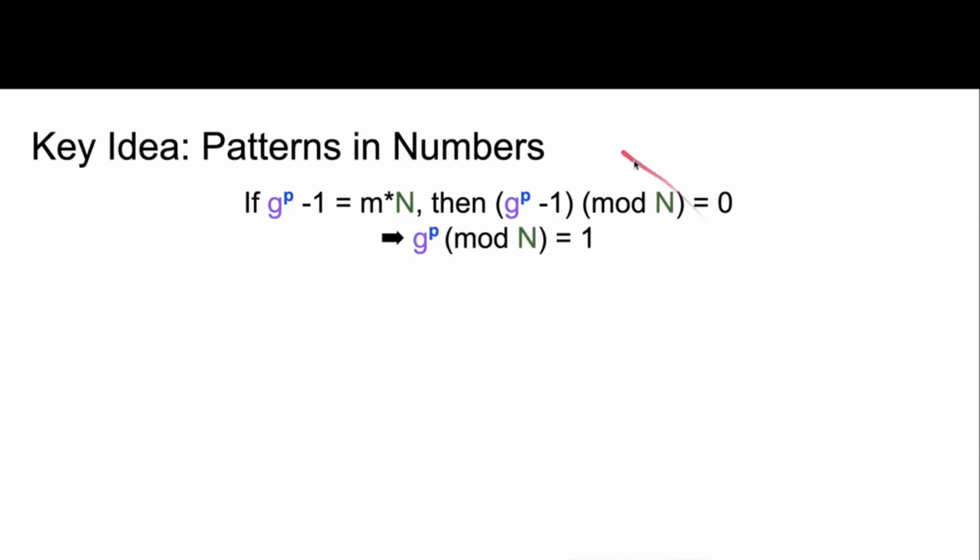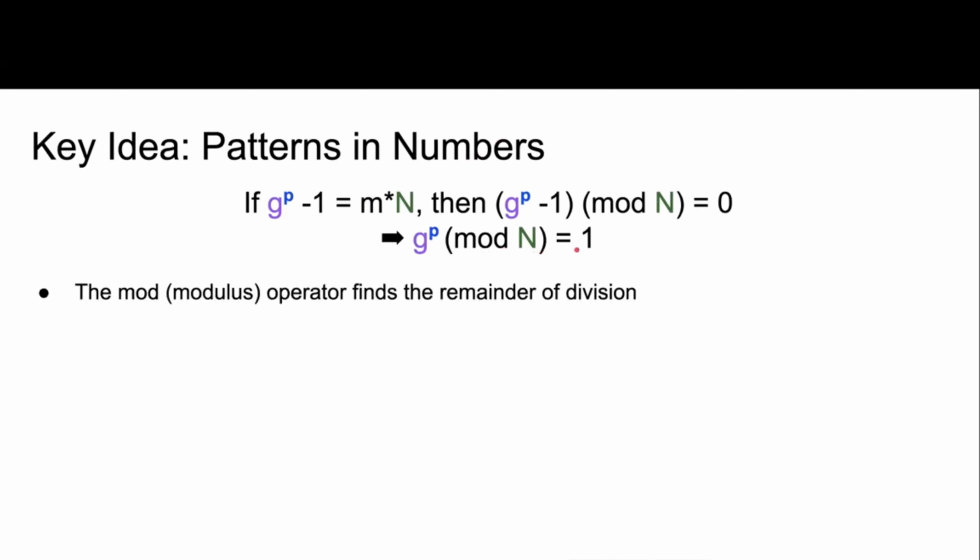Before we get to finding p, we need to point out some patterns in numbers. So we have g to the p minus 1 equal to m times n, or some multiple of n. Then we can make the substitution that g to the p minus 1 modulus n is going to be equal to 0. So let's rearrange that to get g to the p mod n equal to 1.